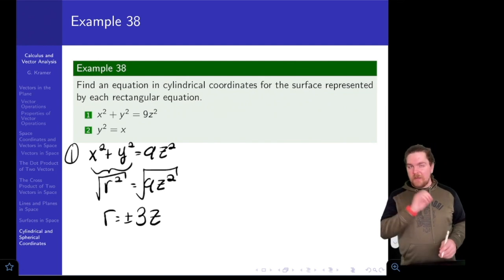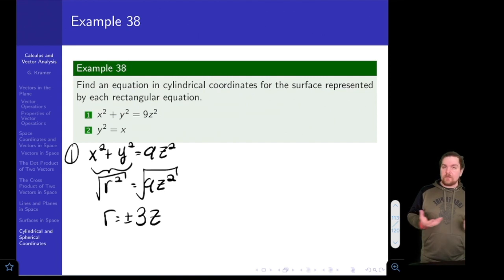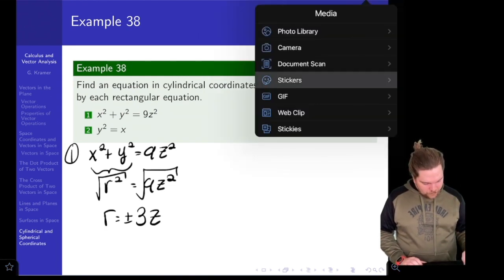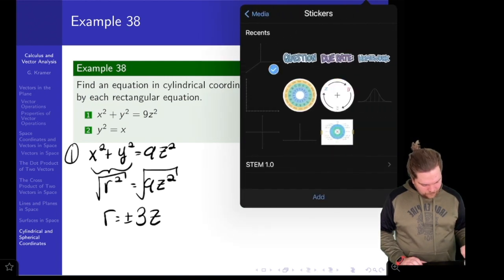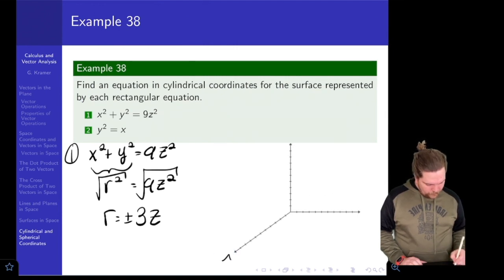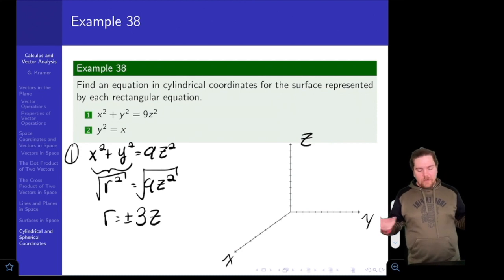Okay, that's kind of an interesting thing to think about, but let's go ahead and explore what this surface will give us. So if I go ahead and draw a three-dimensional coordinate system, I'll appropriately label my axes. Now what we have is r is 3z. So think about what 3z is. Sorry, don't think about what 3z is. Think about what r is.